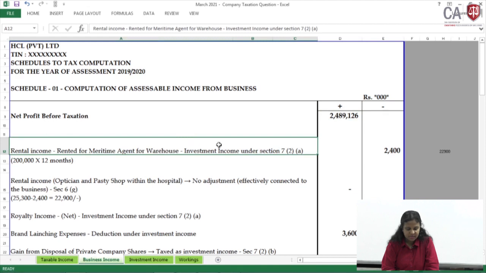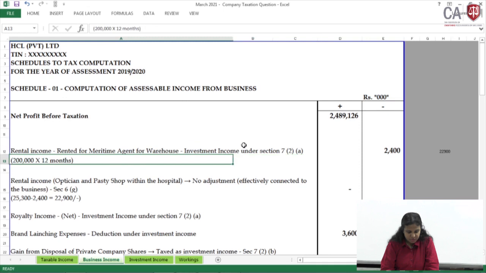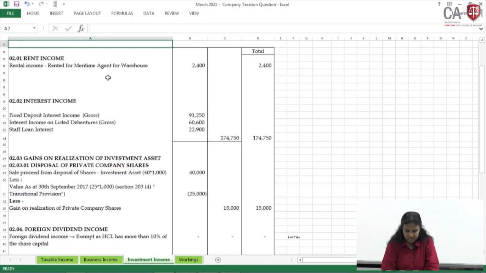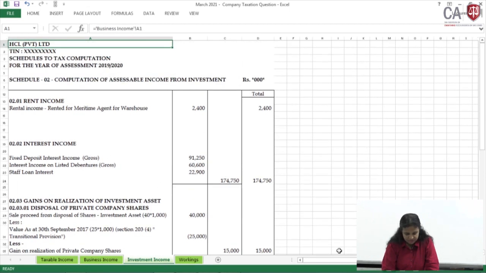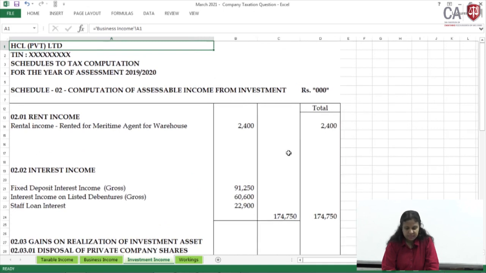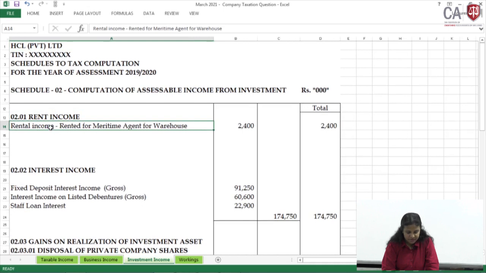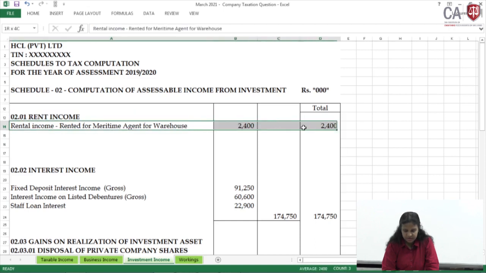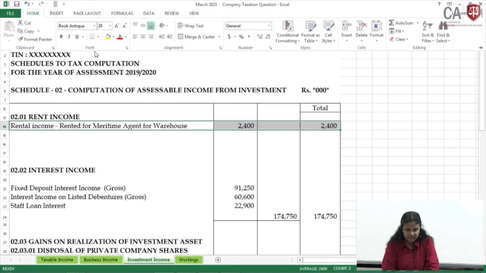It is investment income under section 7 subsection 2a, rent income. It's 200,000 into 12 months. Then it is a part of the investment income, therefore you have to remove it from the business income. Now once you have removed this from the business income, come to the investment income. This is HCL Private Limited, TIN number, schedules to the tax computation, and this is the schedule for the investment income. Then in that, rental income rented to a maritime agent for a warehouse, please take this as investment income and complete the adjustment there, then it is over.